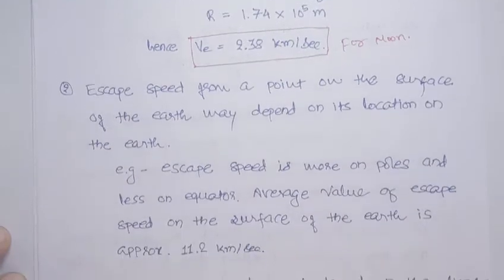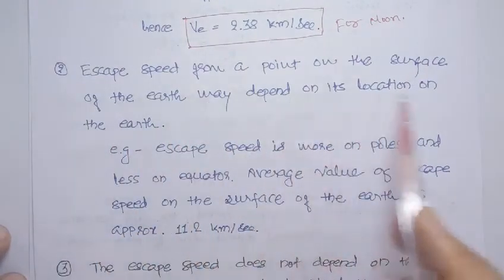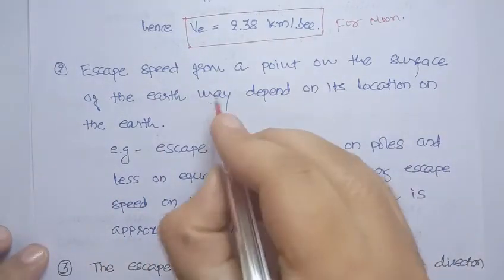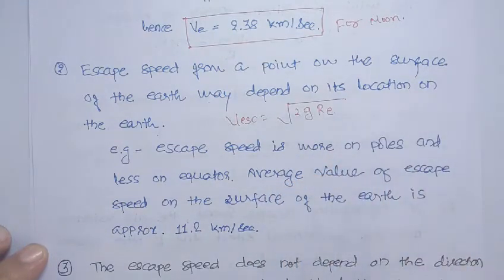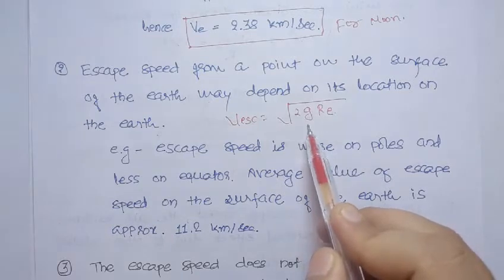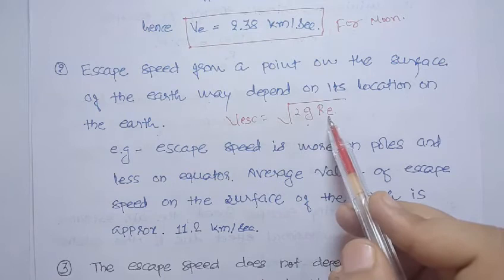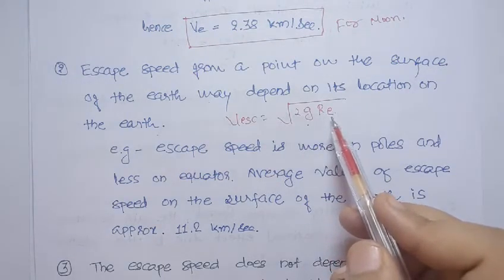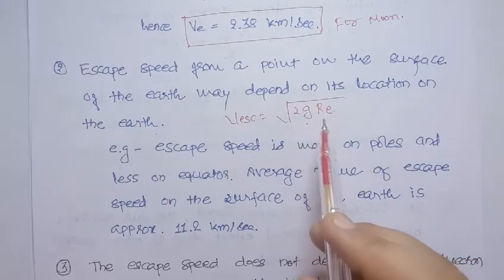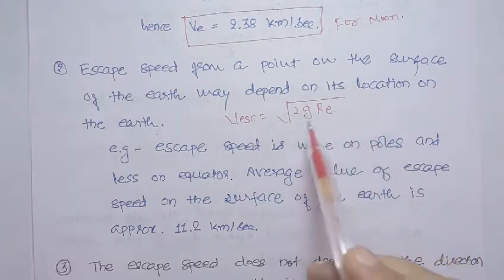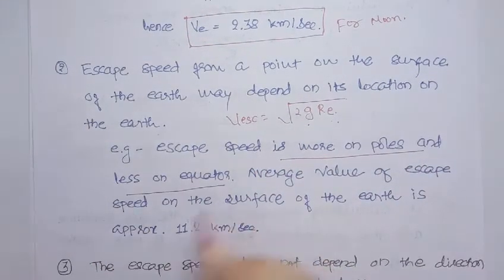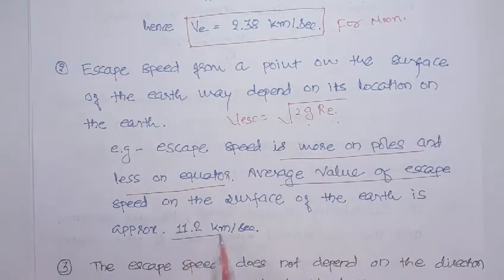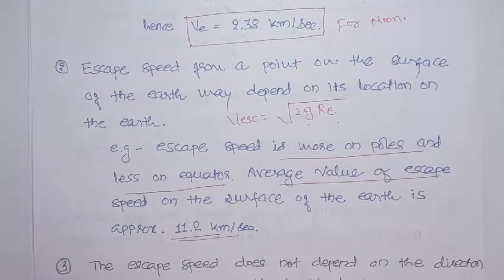The escape speed from a point on the surface of the earth may depend on its location on the earth, because we know that the escape speed from the earth's surface is under root 2gR_E. As the value of g is different at different points and the radius of earth is also different at different points. Taking an example of equator and pole, the radius at equator is more than radius at pole and g at equator is less than g at pole. So at different locations, as the values of g and R are different, we will have different escape speeds. The escape speed is more on poles and less on equator. The average value of escape speed is 11.2 km per second, but it may vary from location to location.